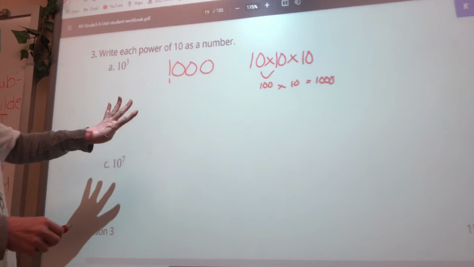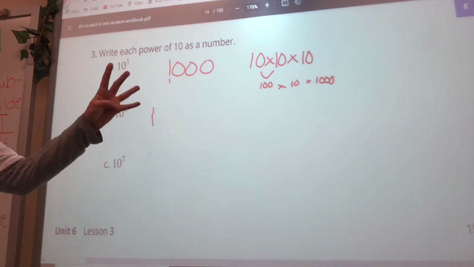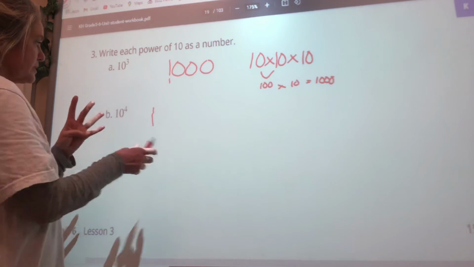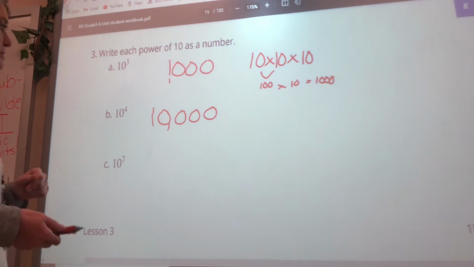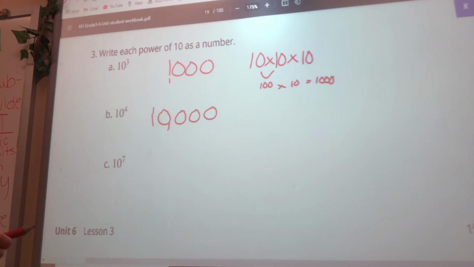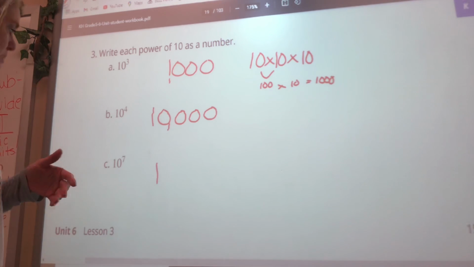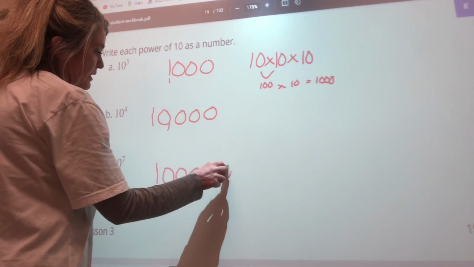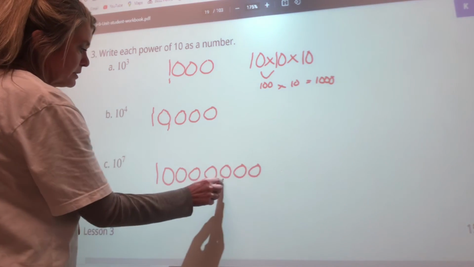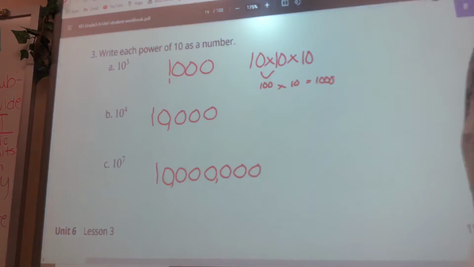Okay, this is 4 multiples of 10. So we put down our 1, and then we have 4 multiples of 10, which means 4 zeros. 1, 2, 3, 4. The value of this number is 10,000. And then the last number, 10 to the 7th power. So that means 7 multiples of 10. 1, 2, 3, 4, 5, 6, 7. So our final number is 10 million.